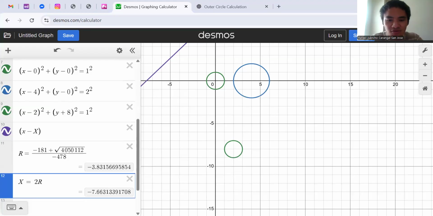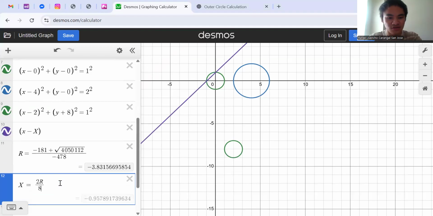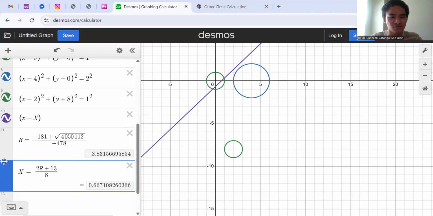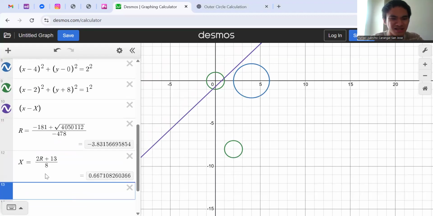2R plus 13 over 18. 2R 8. And this was 13. Oh, cool, nice. Okay. Why is it like that? What the heck?